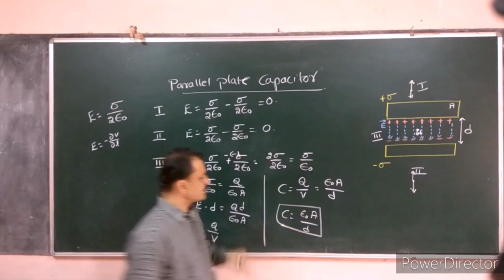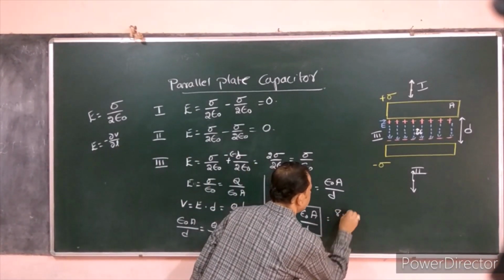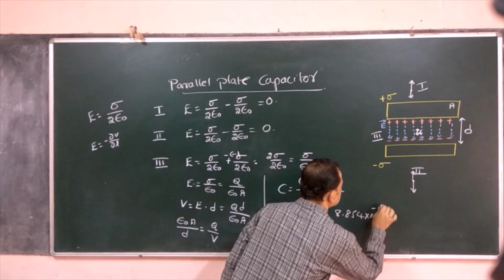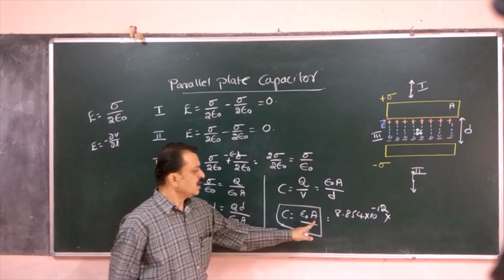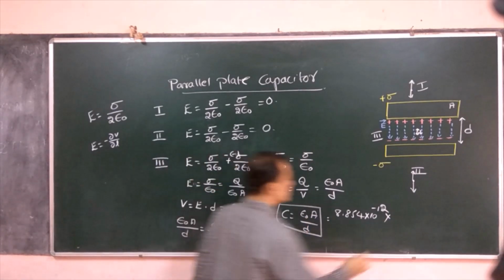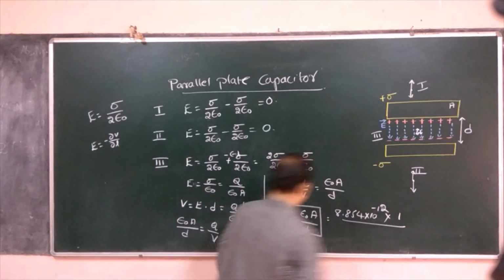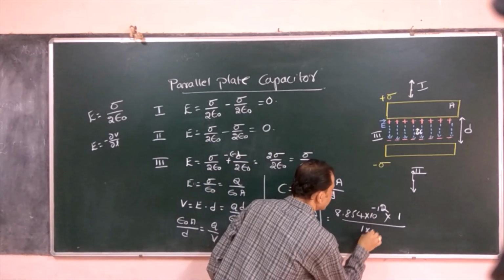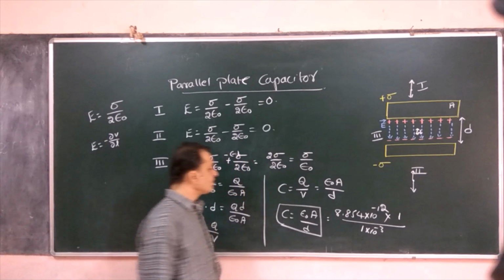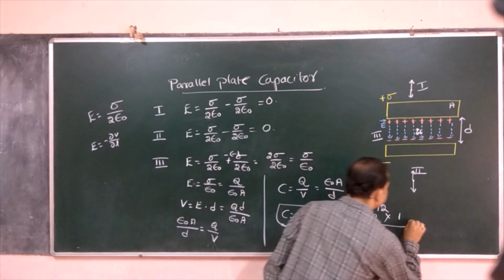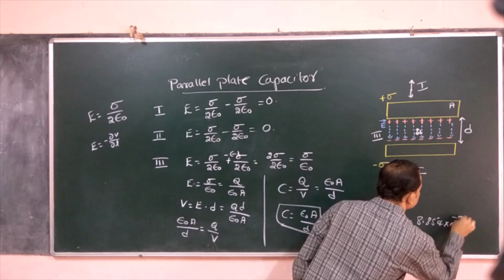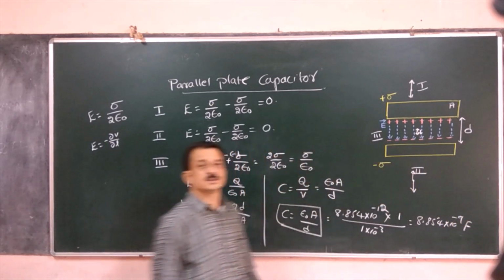Now, epsilon naught value we know, 8.854 into 10 to the power of minus 12. If A is equal to 1 meter square and the distance of separation is 1 millimeter, that is 10 to the power of minus 3. If I work this out, I will get 8.854 into 10 to the power of minus 9 farad.